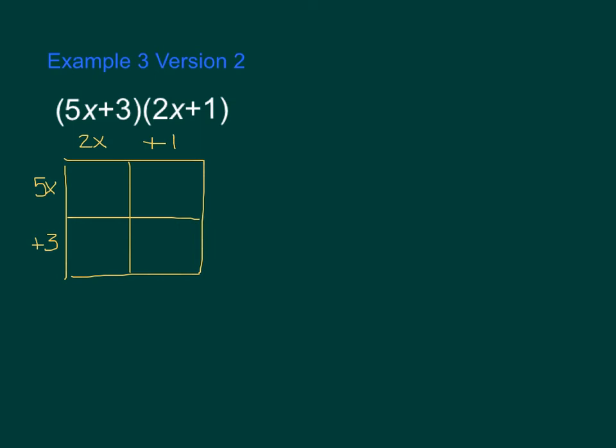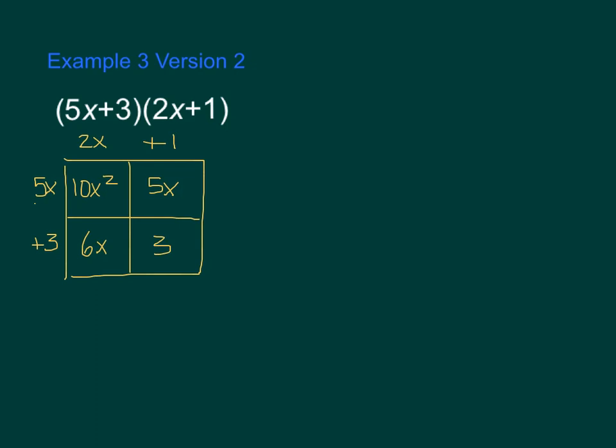Now, in these boxes, this box is going to be the product of when you multiply 5x and 2x. And this box is going to be the product of 5x times 1. So let's go ahead and do that. 5x times 2x is going to give you 10x squared. 5x times 1 is going to give you 5x. 3 times 2x is 6x. 3 times 1 is 3.